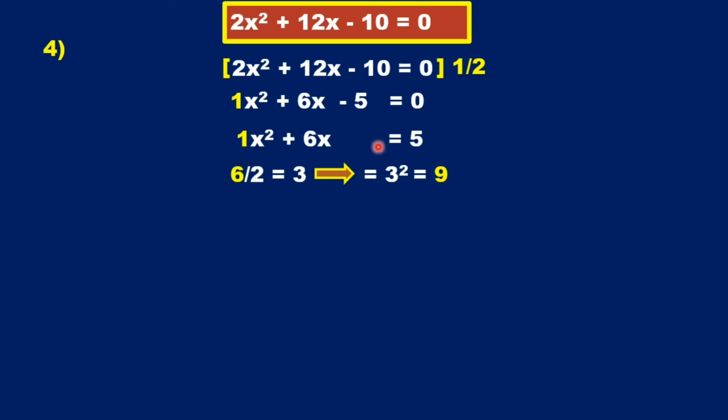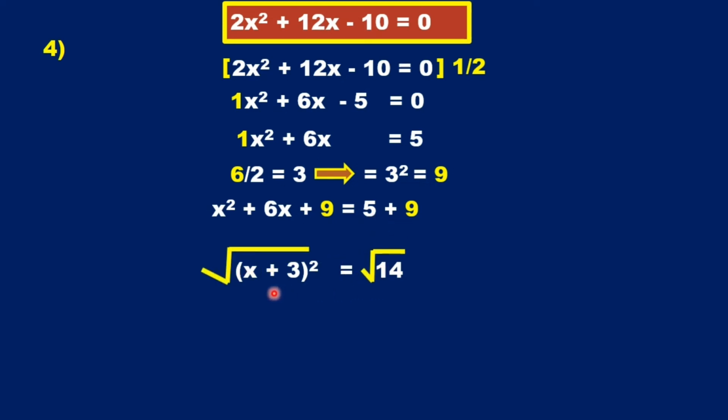Add the result to both sides of the equation to make a perfect square trinomial, and express this as a square of binomial by taking the root of x, the sign of the middle term plus, and the root of 9, which is 3. And combine the right side of the equation: 5 plus 9 is equal to 14. And take the square root of both sides of the equation. And by extracting the roots, we have x plus 3 is equal to plus and minus 3.74.